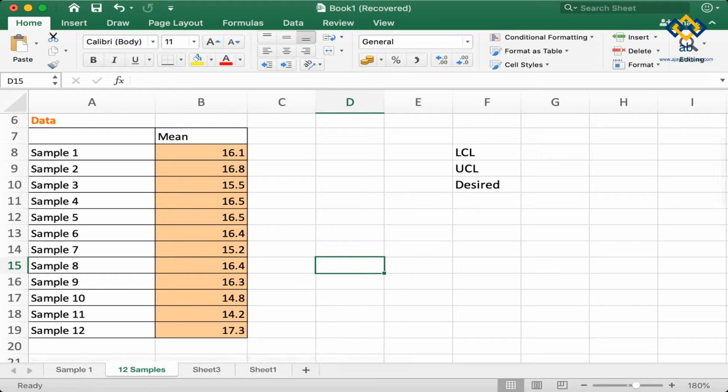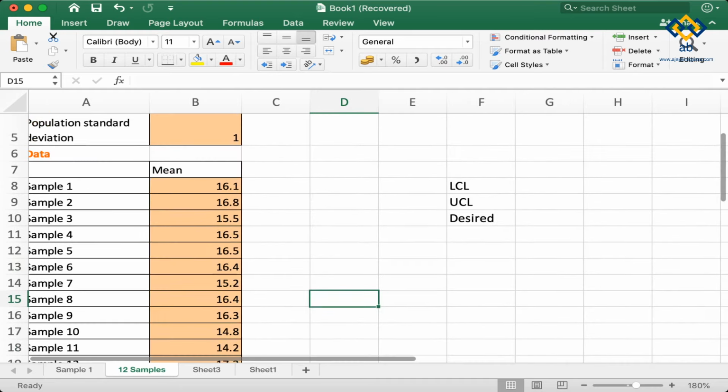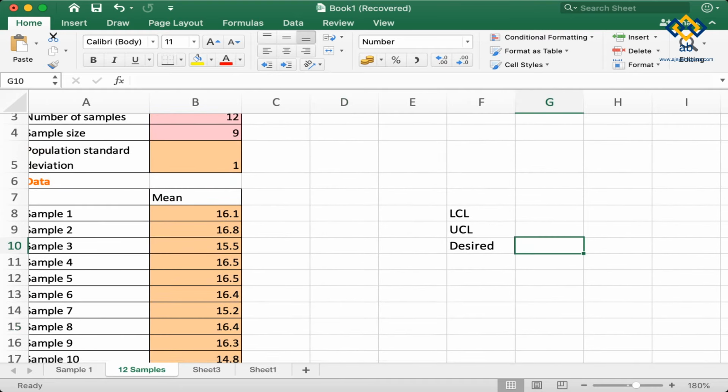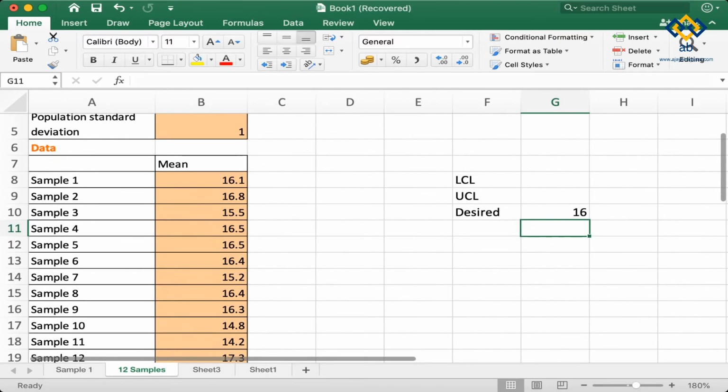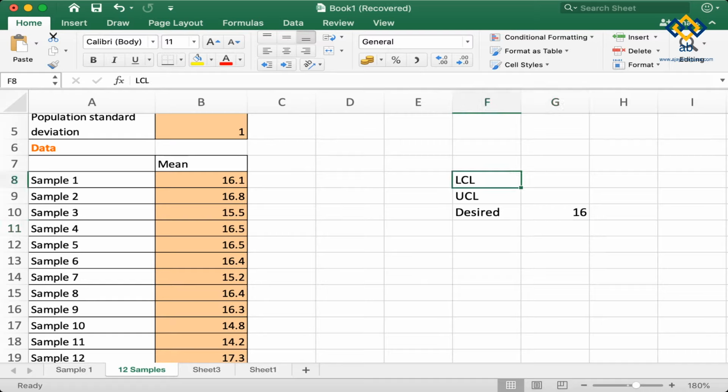how we decide what is going to be our upper control limit and what is going to be our lower control limit. So suppose here we take the desired weight of these packets as 16 grams, hypothetically. So I am writing: desired is what we want. This is 16, suppose. Now what we have to do is calculate the LCL and the UCL. LCL is the lower control limit, and UCL is the upper control limit, right?